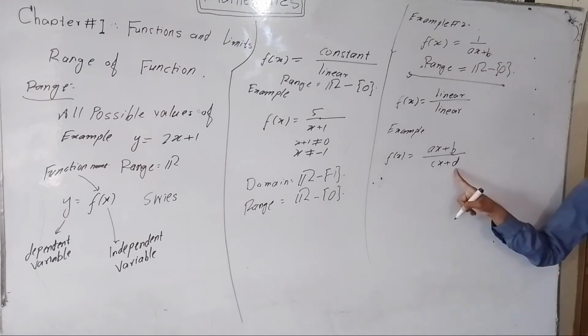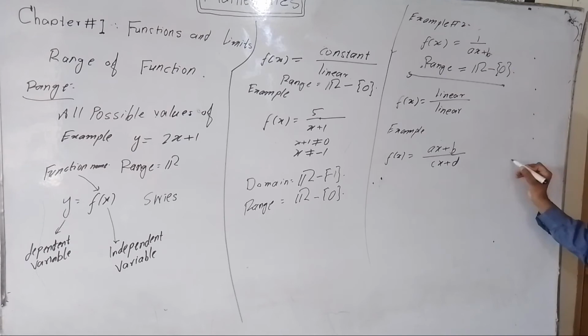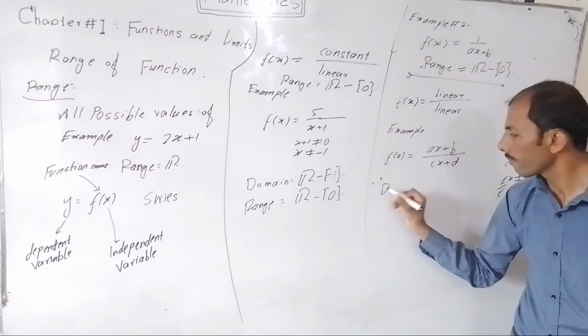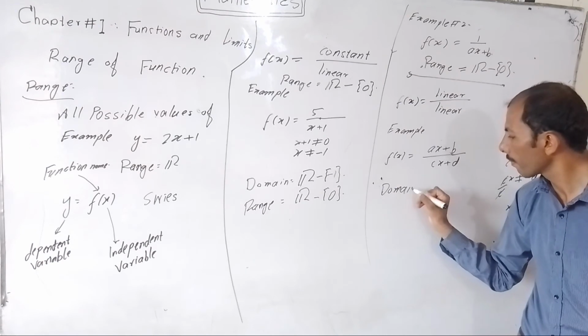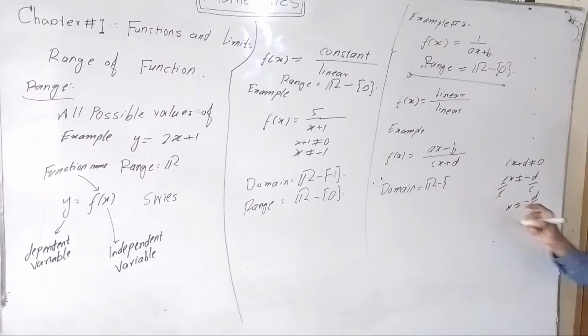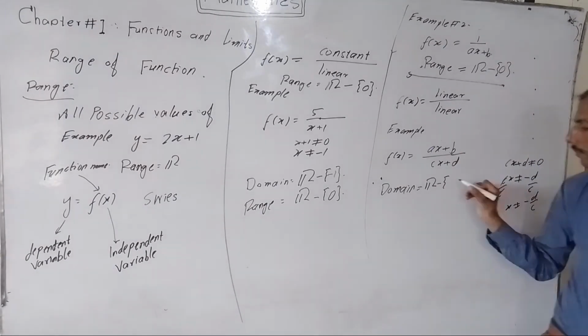In case of domain, we put cx plus d not equal to 0, cx is not equal to minus d. Dividing by c on both sides, c cancels, x is not equal to minus d over c. So domain of that function will be equal to all real numbers other than minus d over c.